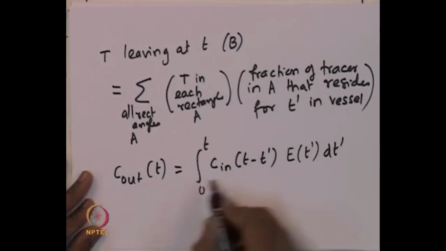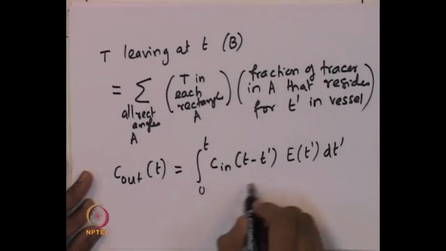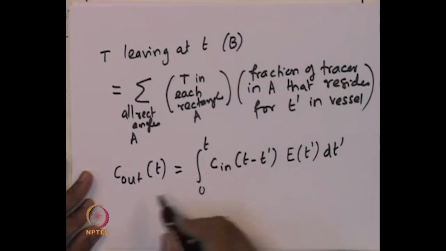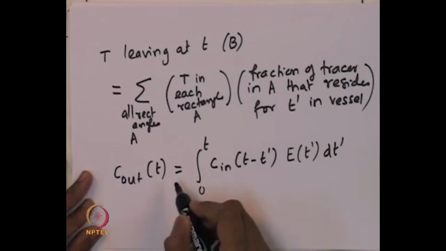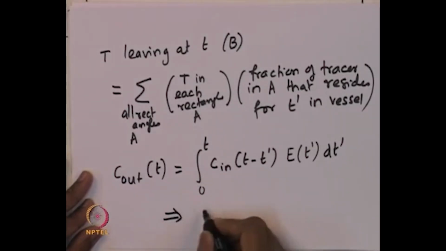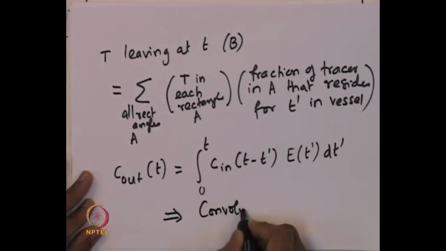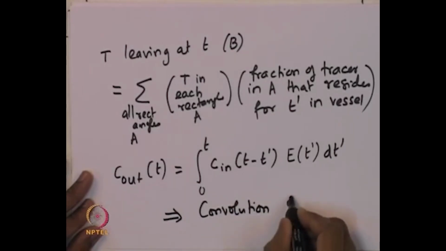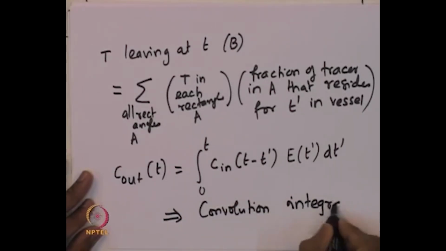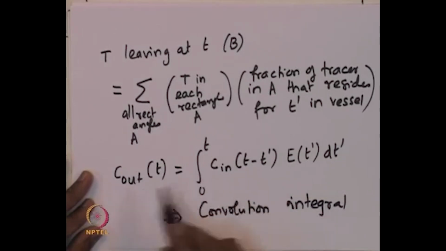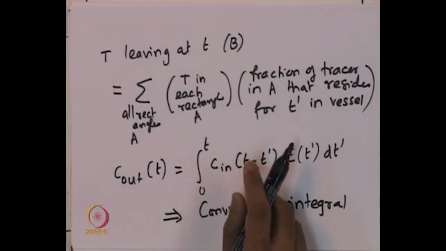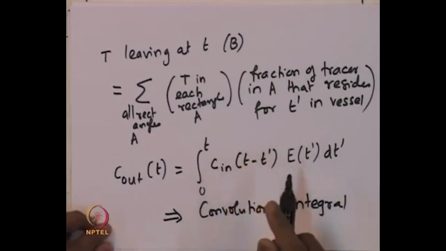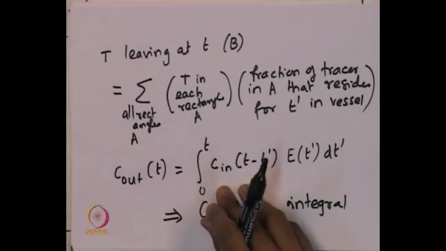So that is the relationship between the concentration of the tracer fed into the vessel and the concentration of the tracer that leaves the vessel at any time t. This kind of integral is what is called the convolution integral. This relationship between the input and the output concentration is very useful to find out various aspects of the reactor using the RTD function.